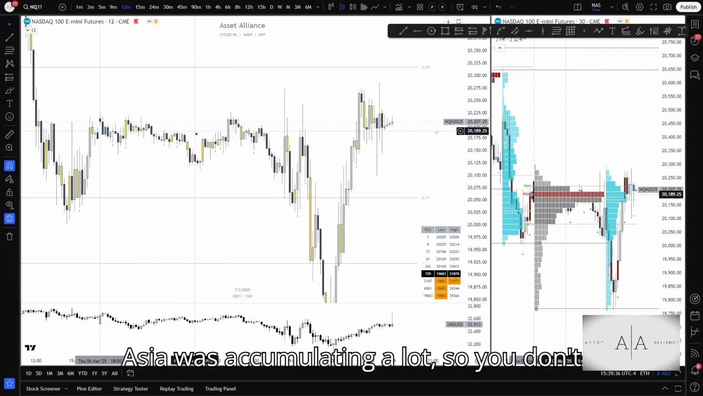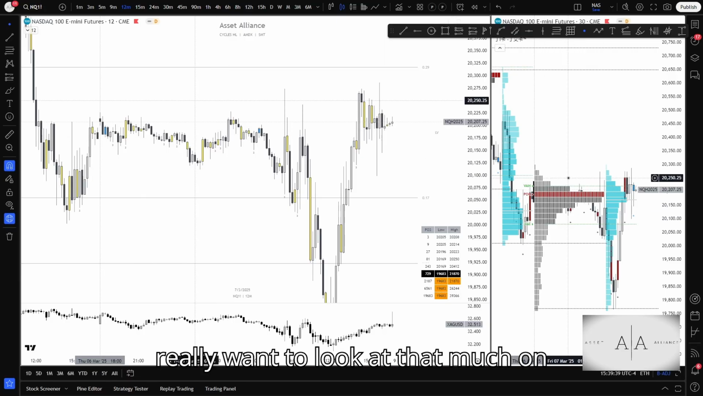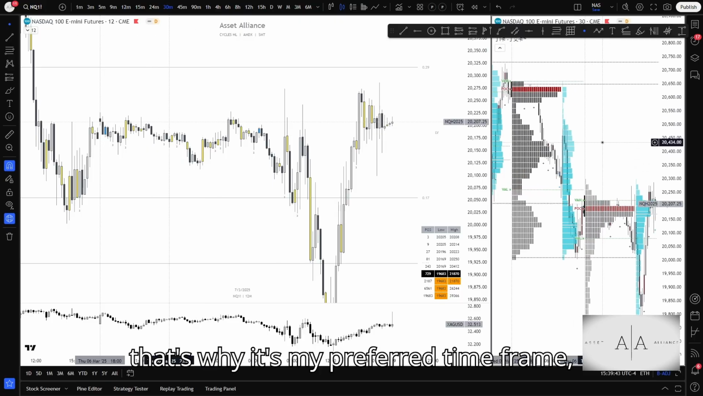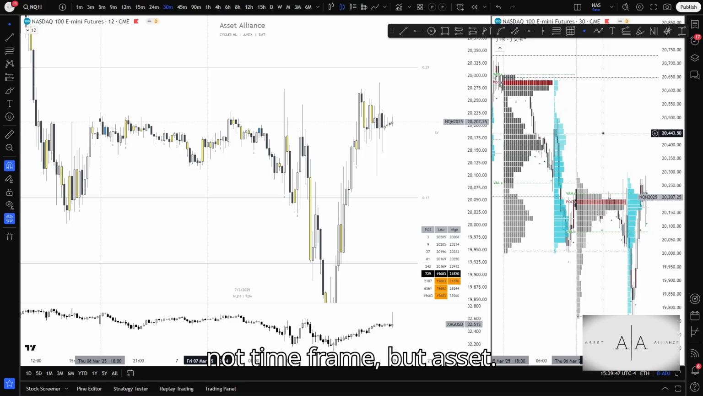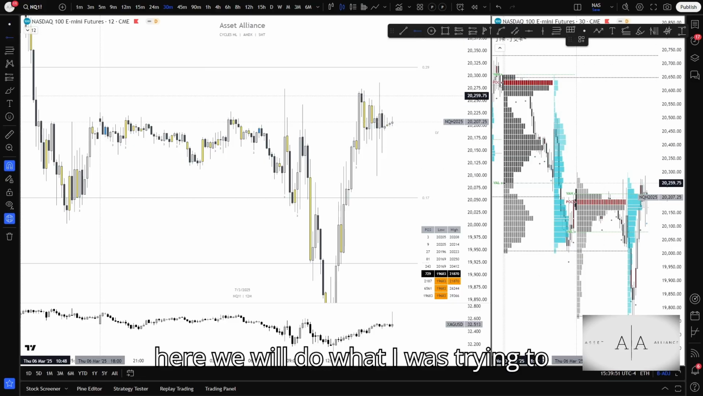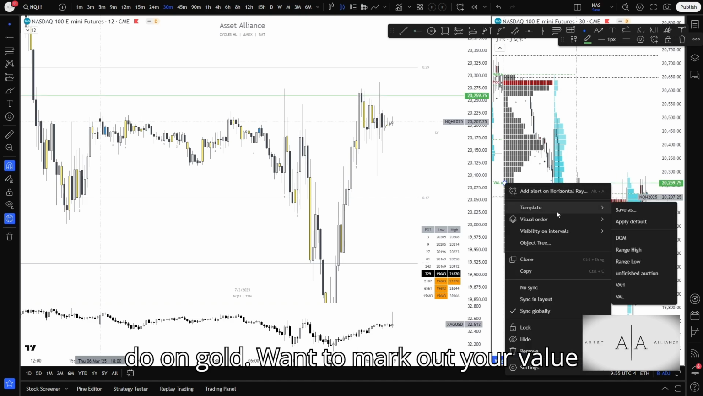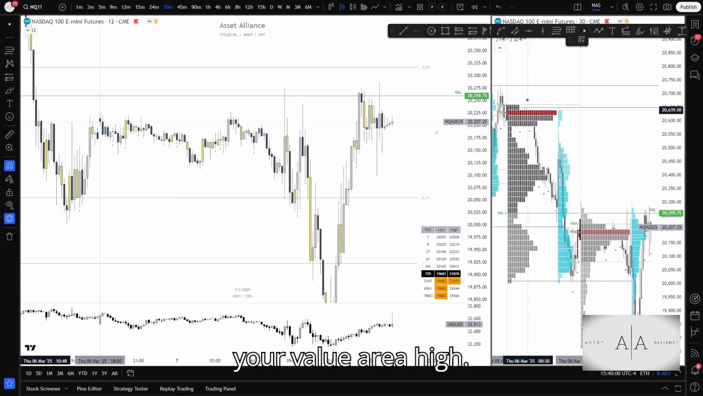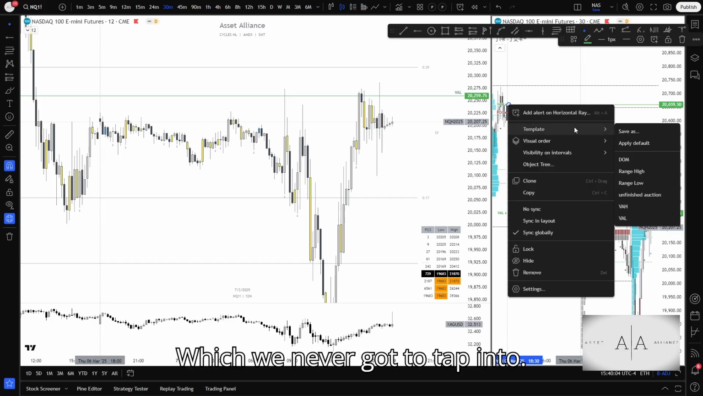Now Asia was accumulating a lot, so you don't really want to look at that much on NQ. On gold you can, since it's, well, that's why it's my preferred time frame, not time frame, but asset. But still, here we will do what I was trying to do on gold. You want to mark out your value area low, mark out your value area high, which we never got to tap into.